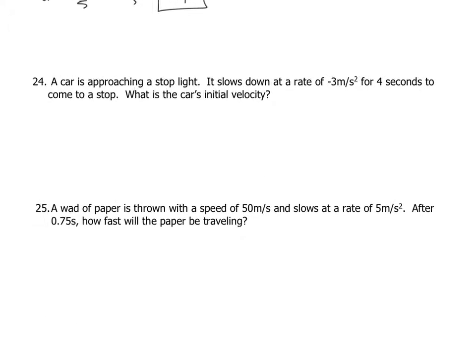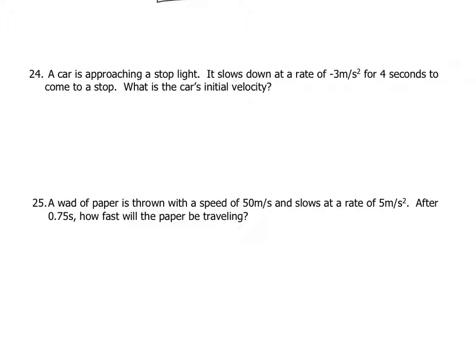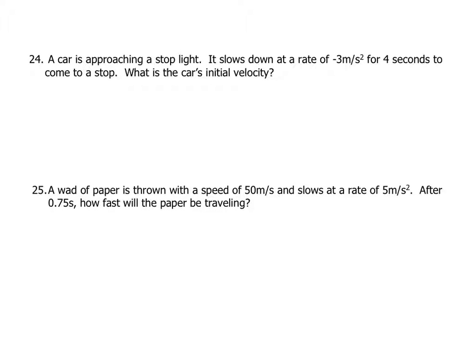Okay, number 24. The car is approaching a stoplight. It slows down at a rate of -3 meters per second squared. That's acceleration. 4 seconds, that is time. To come to a stop, what's the car's initial velocity? So VI is unknown. If the car is coming to a stop, that means its final velocity is 0.